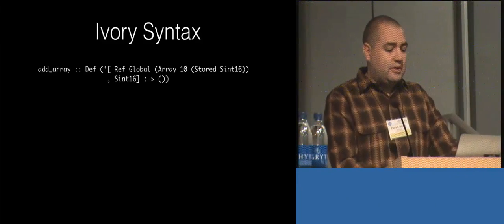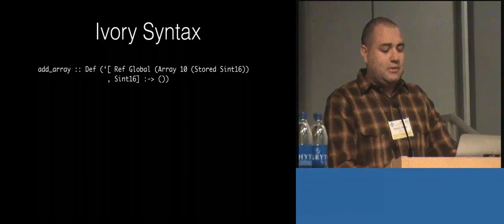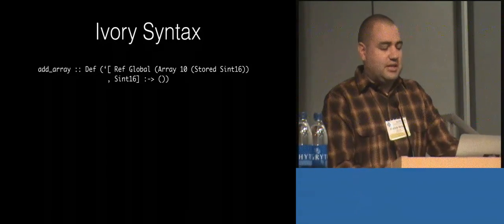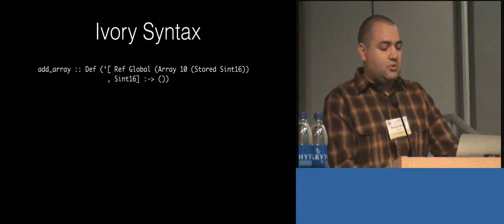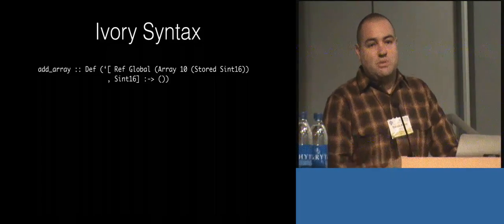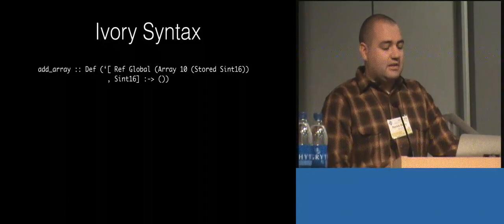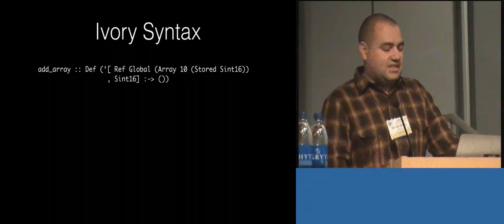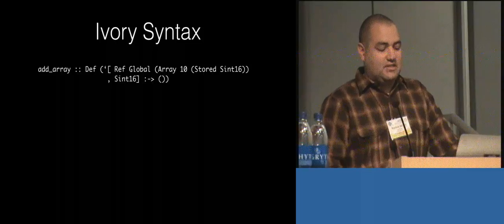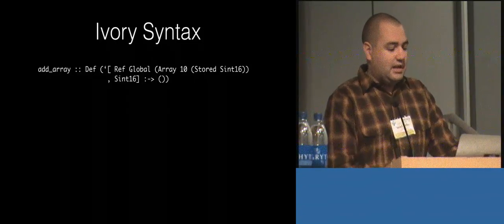We'll just follow the types through one example to show you what kind of things we embedded in the type system. So we'll define a function addArray, and that's a def. Def is a procedure type in Ivory, and it takes two arguments. One is a reference to some global array. A reference means it's a mutable thing. And the other is just an int16. So the array is of 10 int16s, and then we take a second int16 as an argument, and it returns void, effectively.